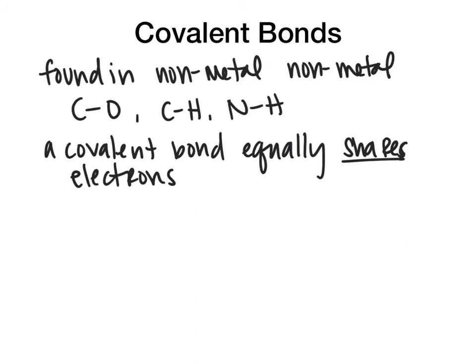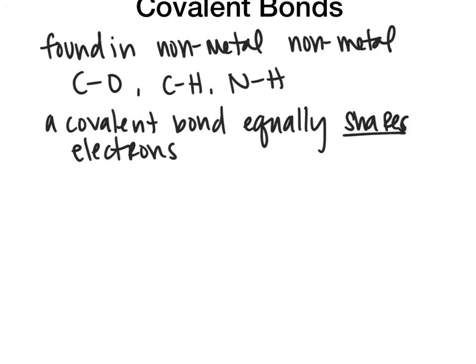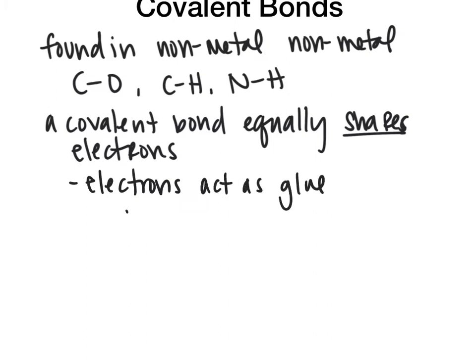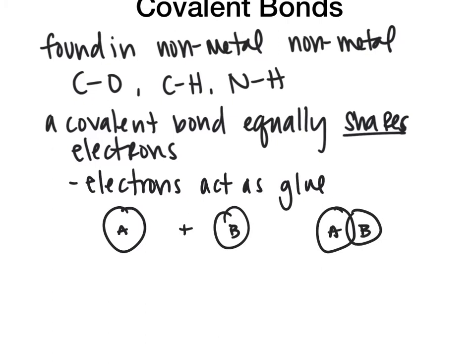So when we think about a covalent bond, it's going to equally share the electrons. The electrons act as glue. So we're going to stick element A plus element B, and what we'd like to see is A and B interacting with one another where we have shared electrons. So it is worth noting that an ionic bond does not share electrons. In fact, they do not share at all. But a covalent bond, we're going to have shared electrons.